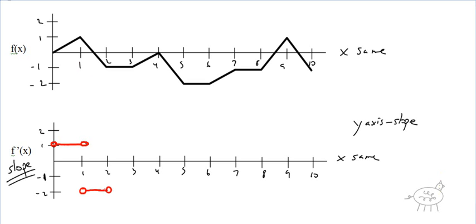What about from 2 to 3? Isn't it a 0 slope? Pretty easy, isn't it? You're just looking at the slope of that line. From 3 to 4, isn't the slope up 1 over 1, so the slope is 1? From 4 to 5, the slope is negative 2. From 5 to 6, it's a 0 slope. From 6 to 7, the slope is positive 1. From 7 to 8, the slope is 0.